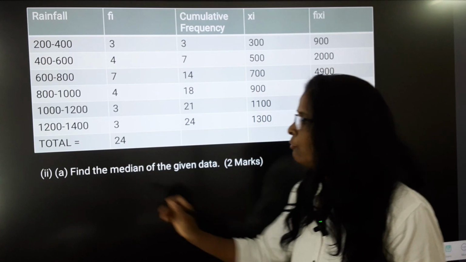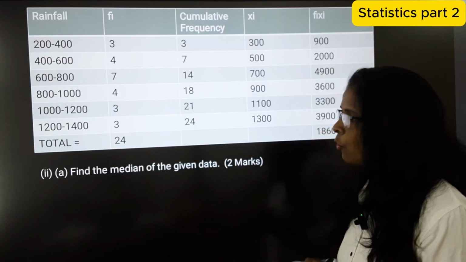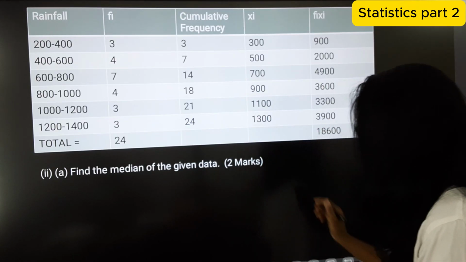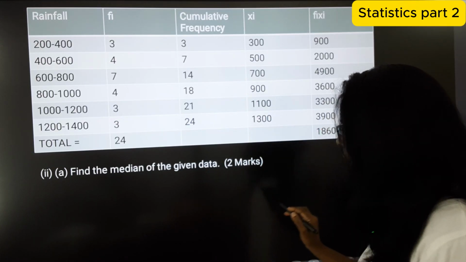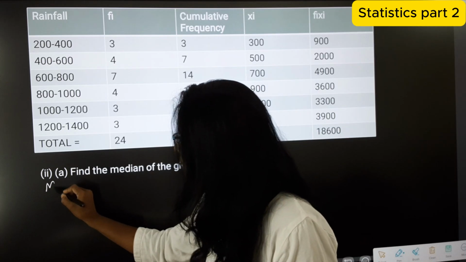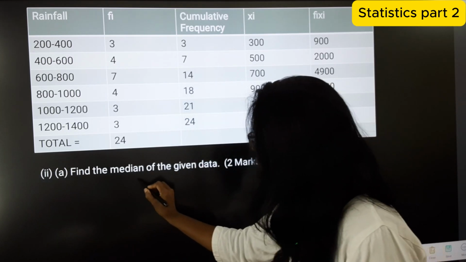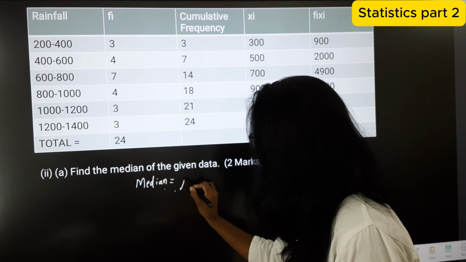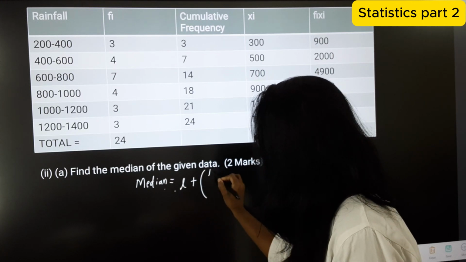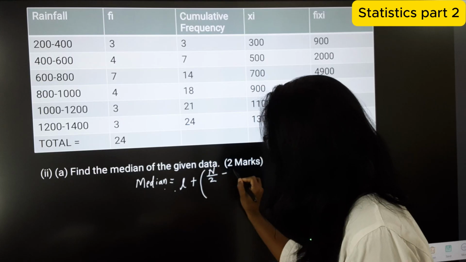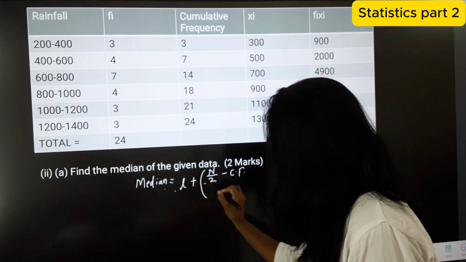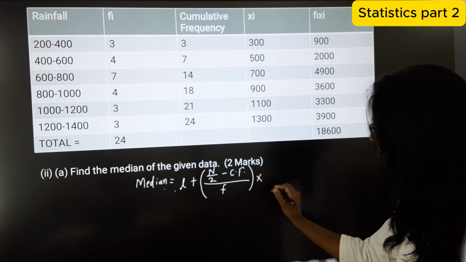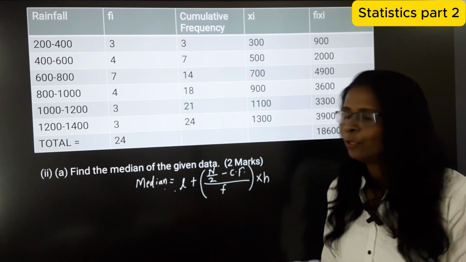Students, find the median of the given data. For the median, the formula is: median is equal to L plus (N upon 2 minus CF) divided by F, multiplied by h. So this is the formula for the median.